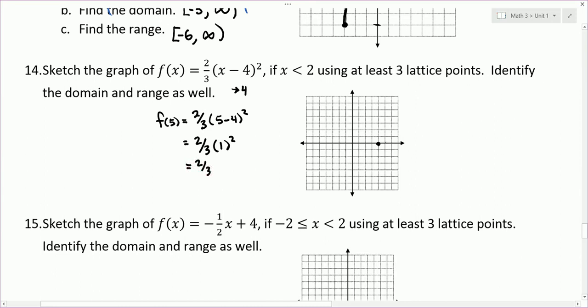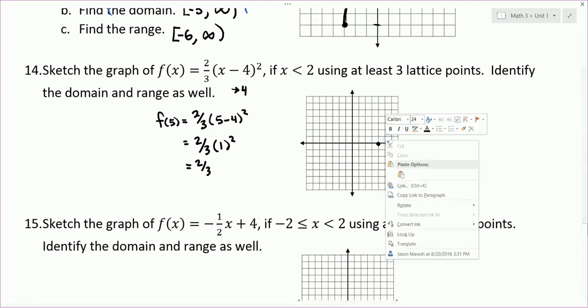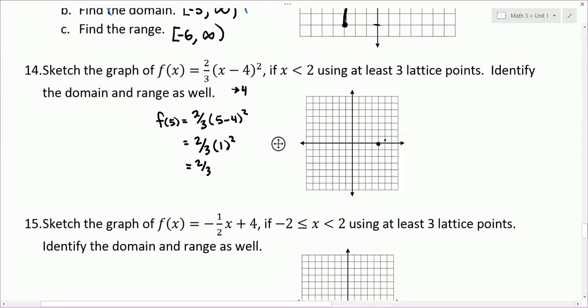At 5, I'm going to go up just a little bit, but that's not a lattice point. We can only work with integer values for it to be a lattice point. So we need to work a little more carefully here. Instead of having a 1 squared, because the denominator is 3, I'd love to have a 3 squared. So what minus 4 is going to give us 3? 7. So let's plug in 7 into that function.